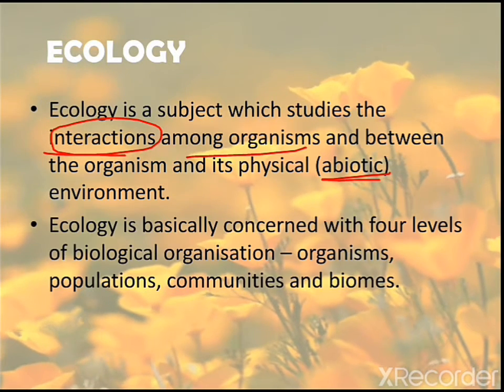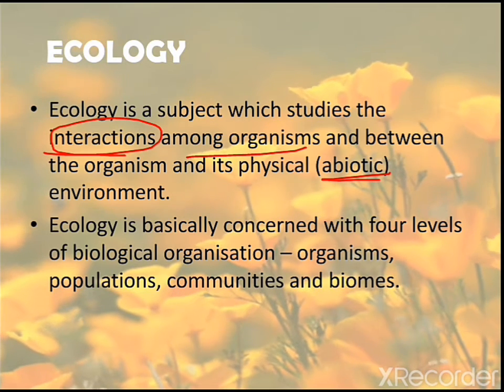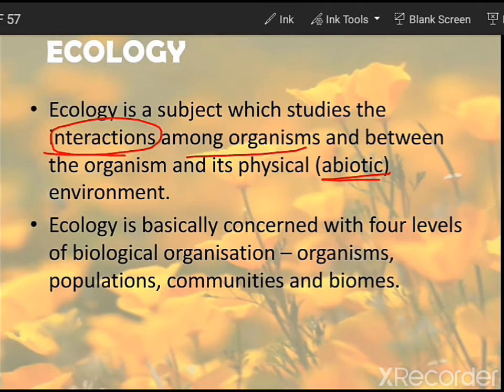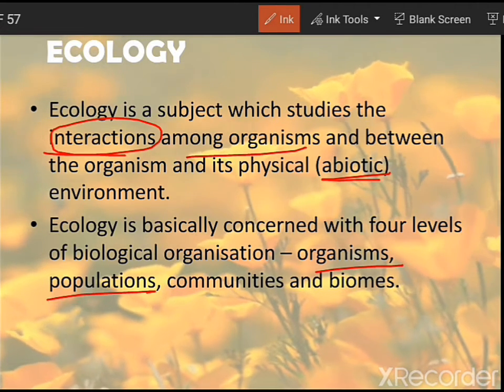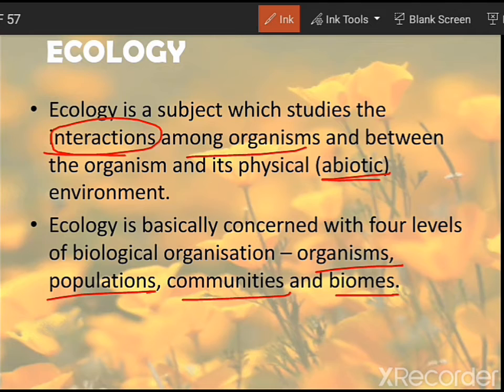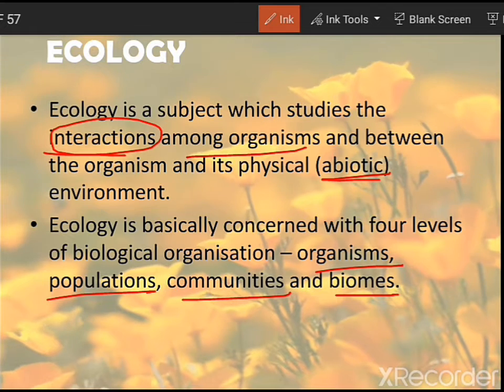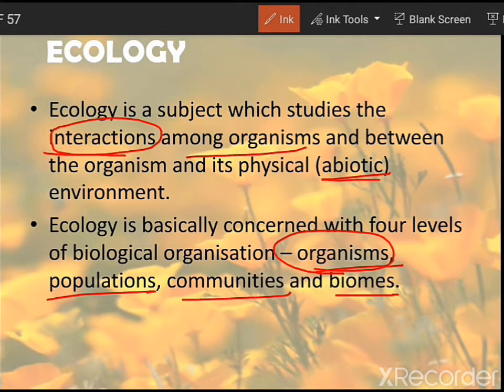Now, next important point is that ecology is basically concerned with 4 levels of biological organization. So let us understand what are these 4 levels. The first one, the basic level, is that of organisms. Second one is population. Third is biological communities, and the last is biomes. So ecology is having 4 basic levels. The first one is the organismic level, second is the population level, third is the community level, and the fourth is the biome level.